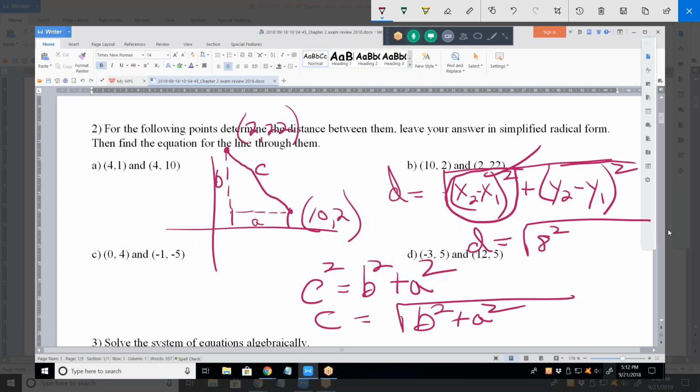That's this part. Plus what? What's the difference in the y coordinates? Plus 24 squared. Remember, that's a subtraction right there. So 20. Correct. So that's 20 squared. Now, if I was drawing it over here, this side would be 8. This side would be 20.